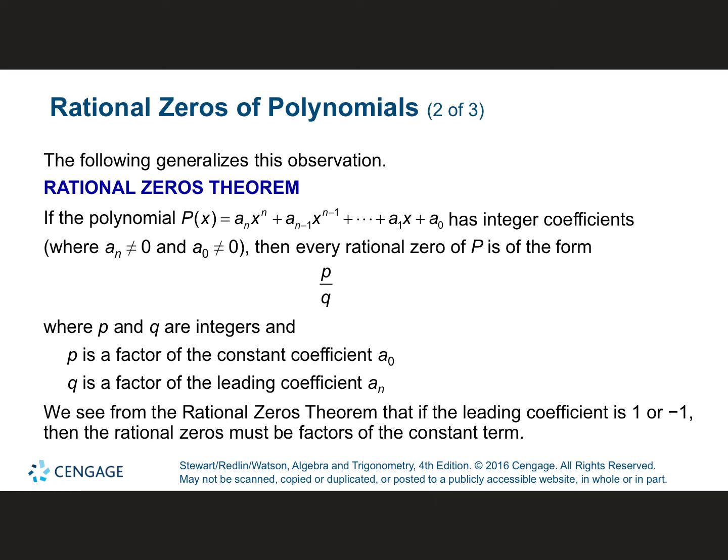All right, this is 3.4. We're talking about rational zeros. Rational zero theorem. Guys, rational zeros. Everybody with me?